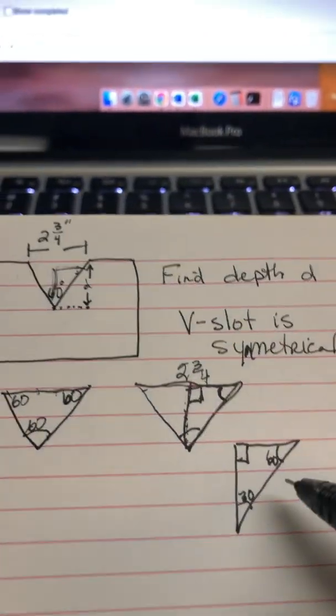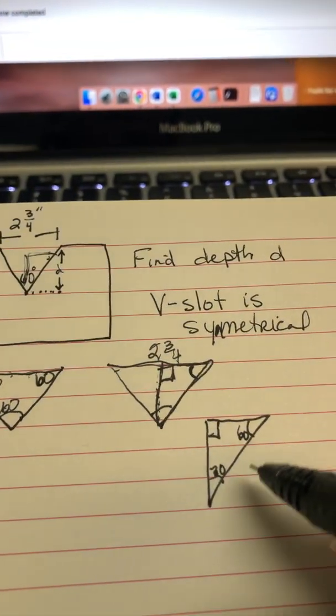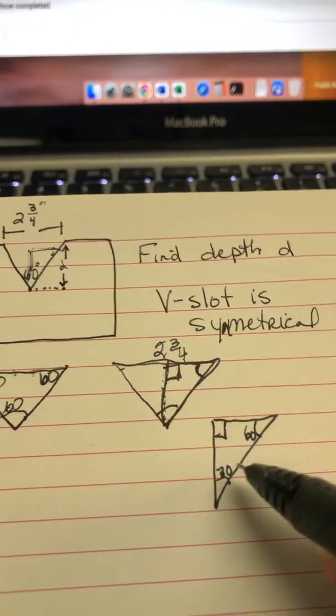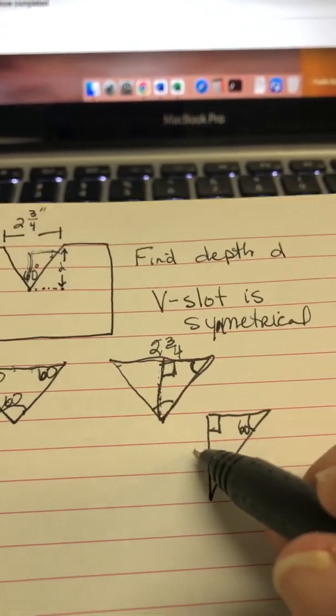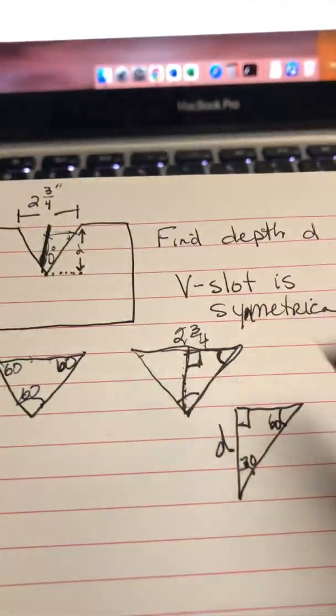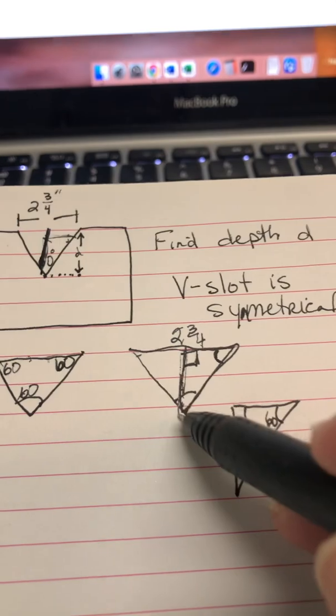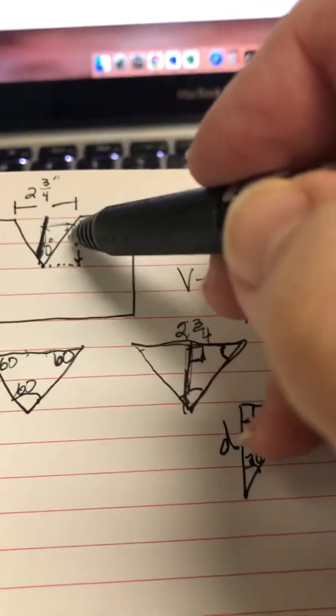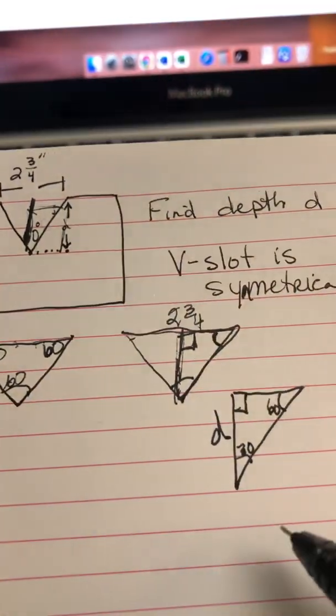And so we can use what we know about right triangles to figure out what this depth is. Because this line right here is the depth. Or right here in this drawing, that's the depth.